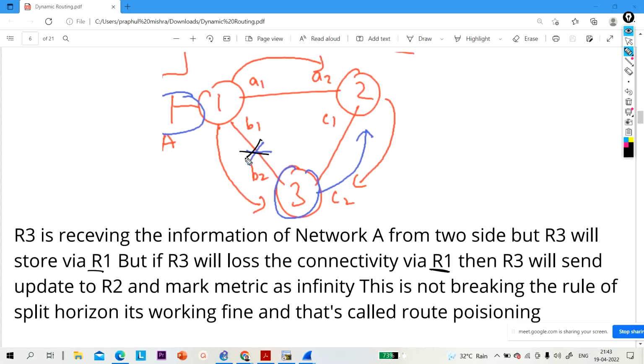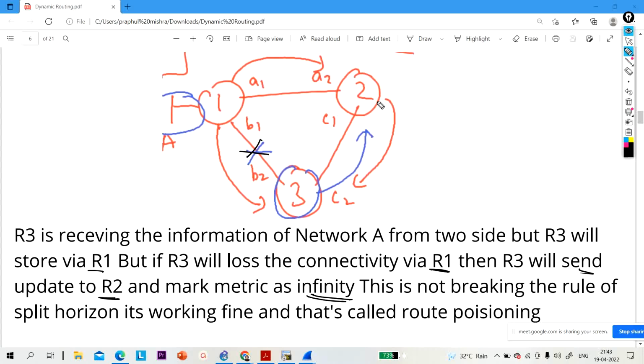But if R3 loses the connectivity via R1, if this link goes down after some time, then R3 will send an update to R2, right? It will ask R2 whether it has reachability to network A, and mark the metric as infinity. R3 will inform R2 that it doesn't have connectivity with network A now, right? So in the update it will mark the metric as infinity, meaning the metric is infinity for network A. Now R2 will come to know that R3 lost its connectivity.